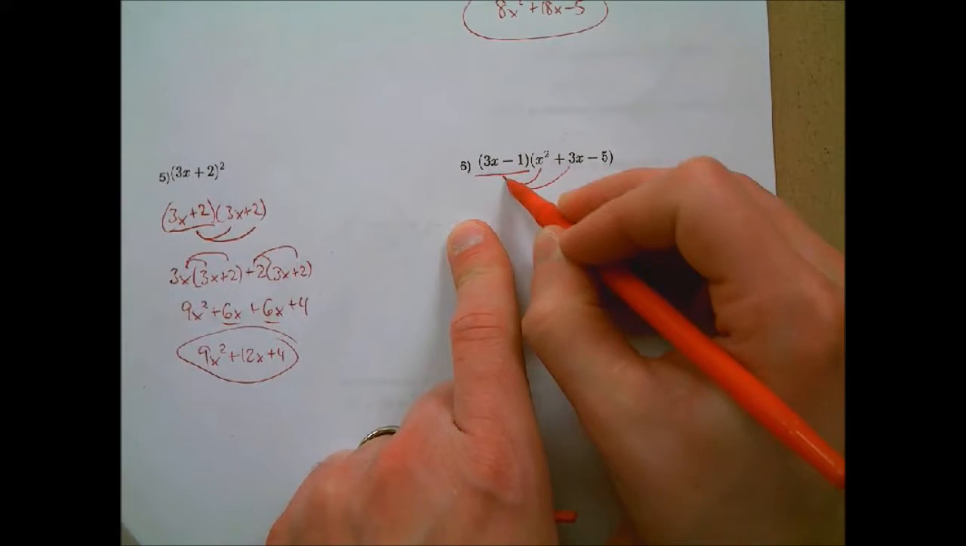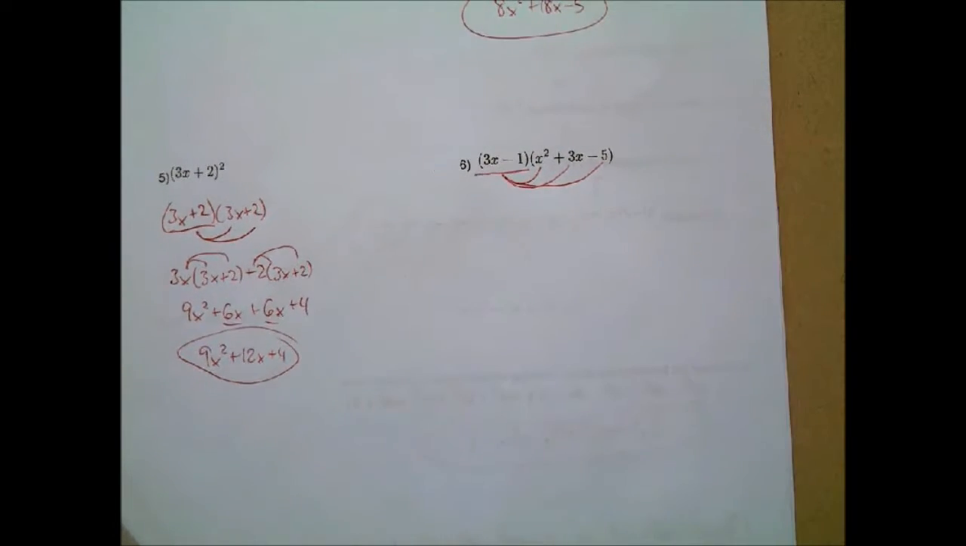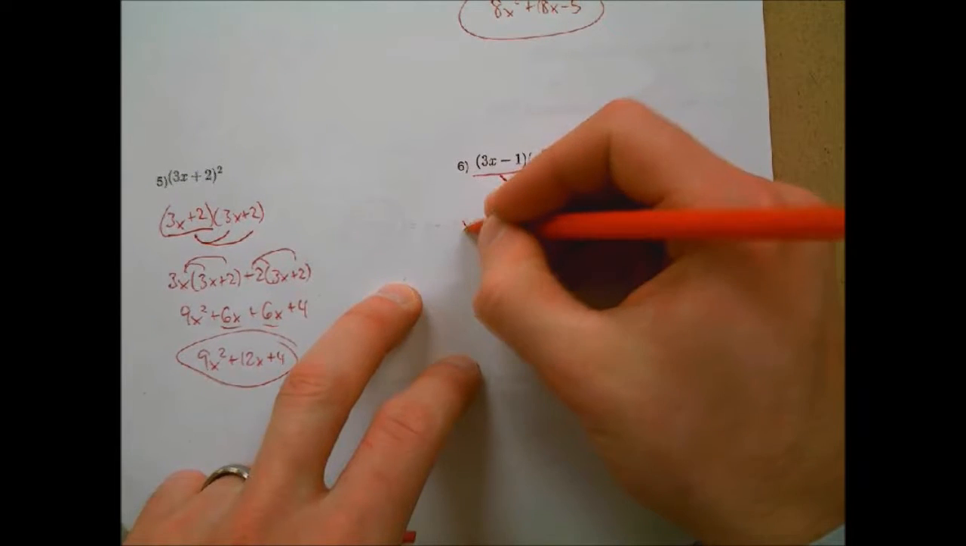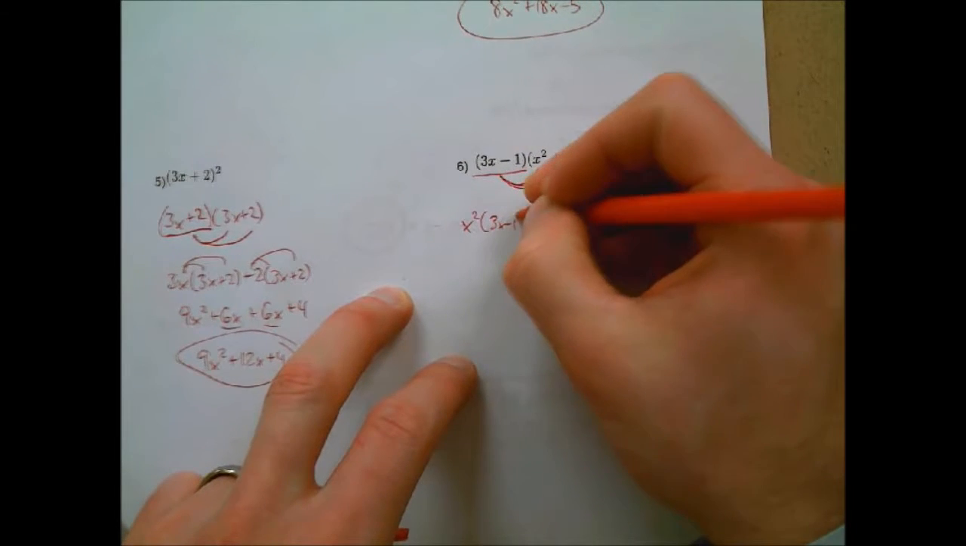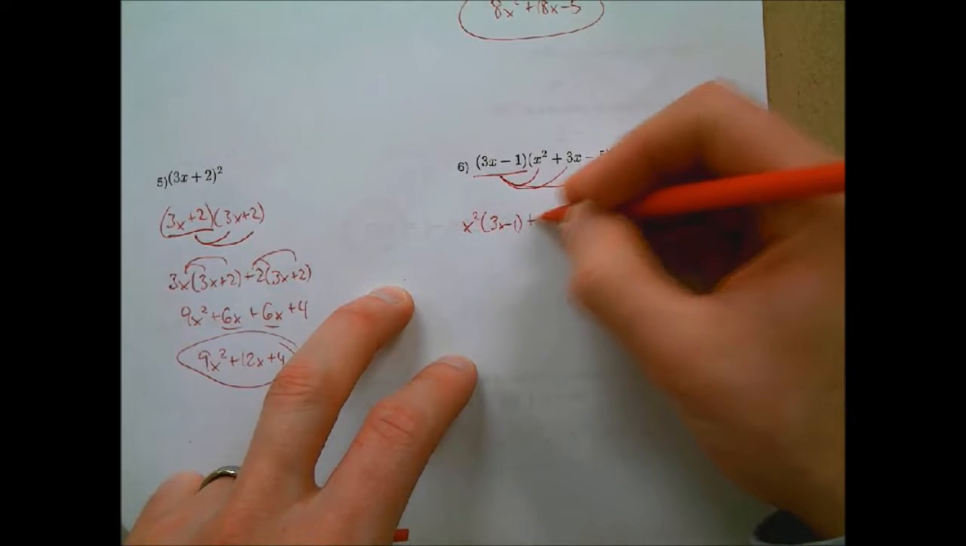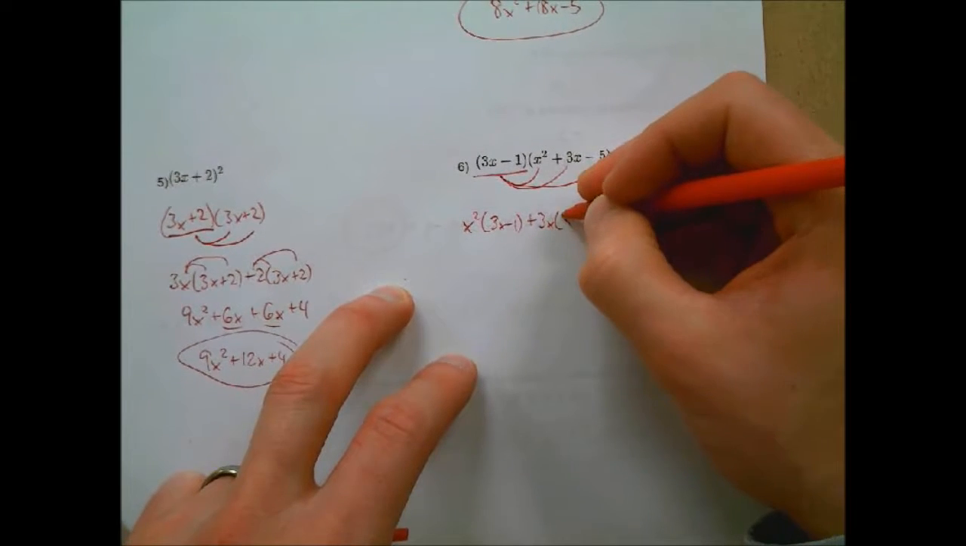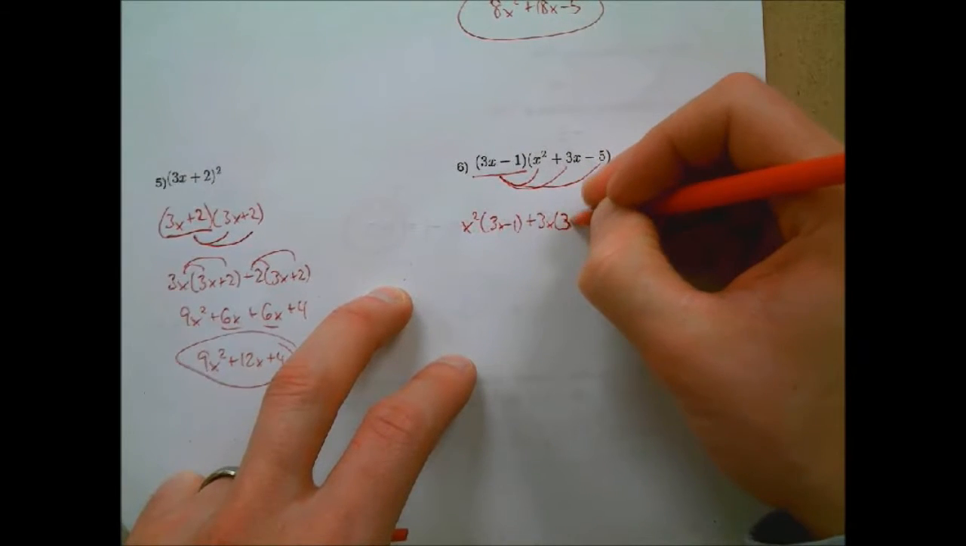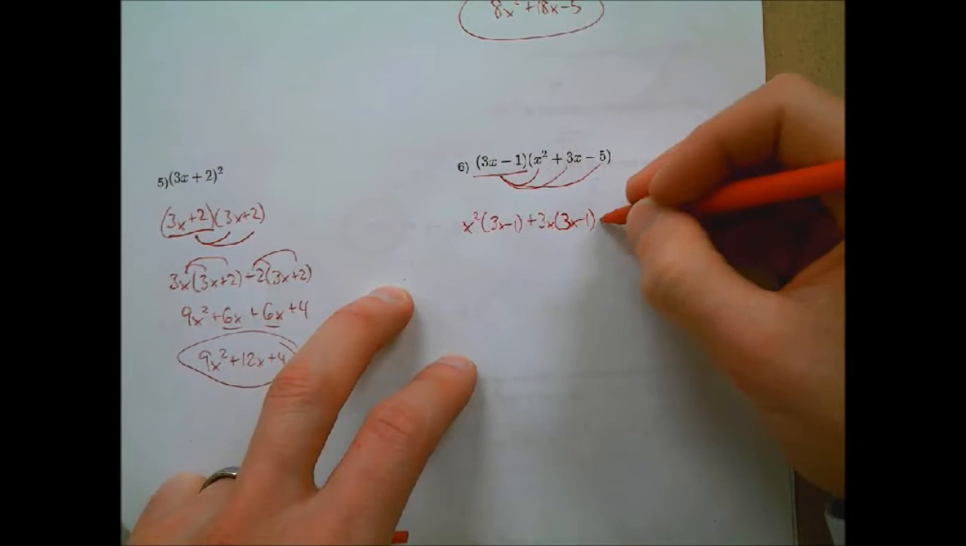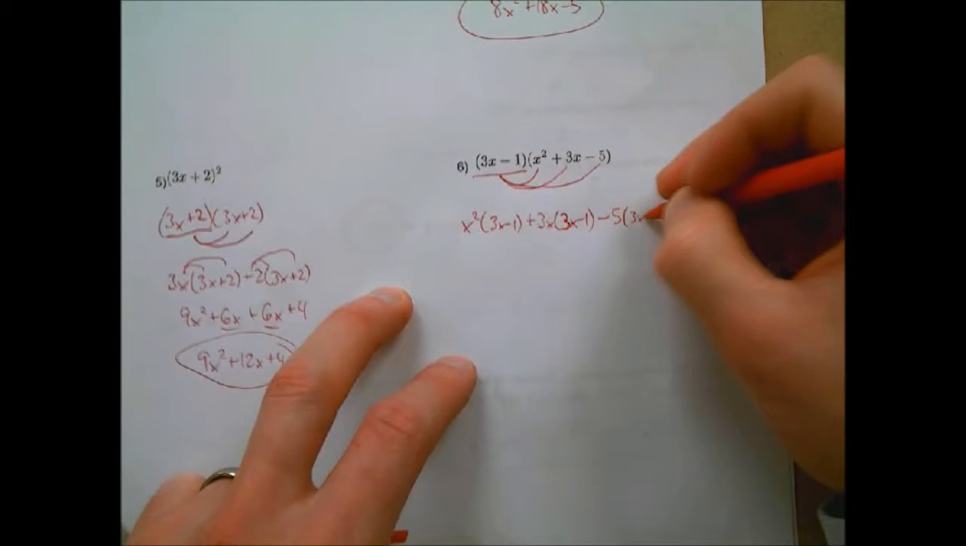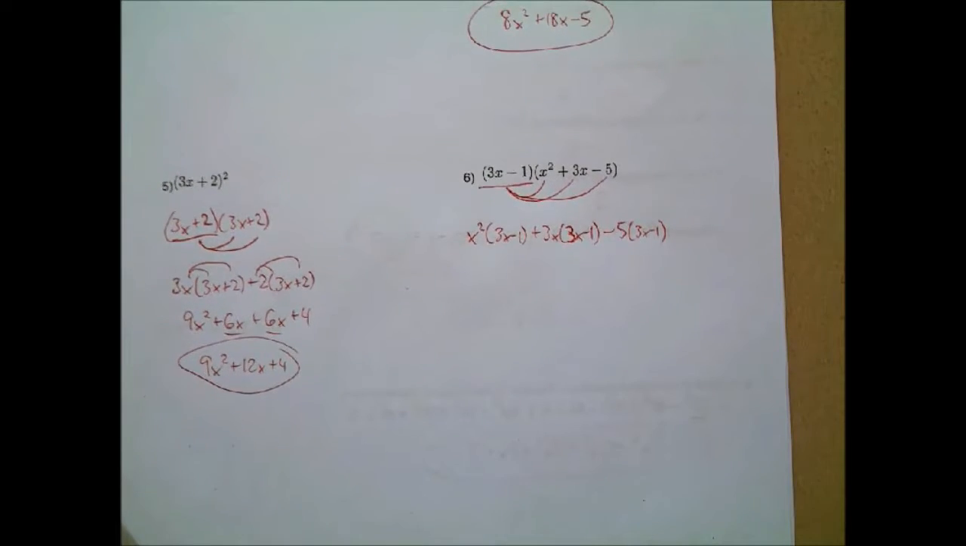That's it, okay? So you're going to have to write out here x squared times 3x minus 1, plus 3x times 3x minus 1. Whoopsies. Okay, minus 5 times 3x minus 1. So again, I did the 3x minus 1 times x squared, the 3x minus 1 times the 3x, the 3x minus 1 times minus 5. 1, 2, 3 there. Okay, 3 products.